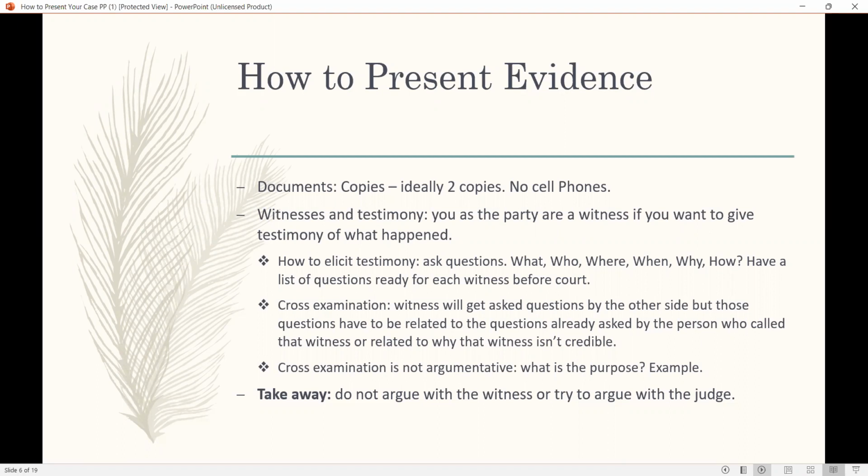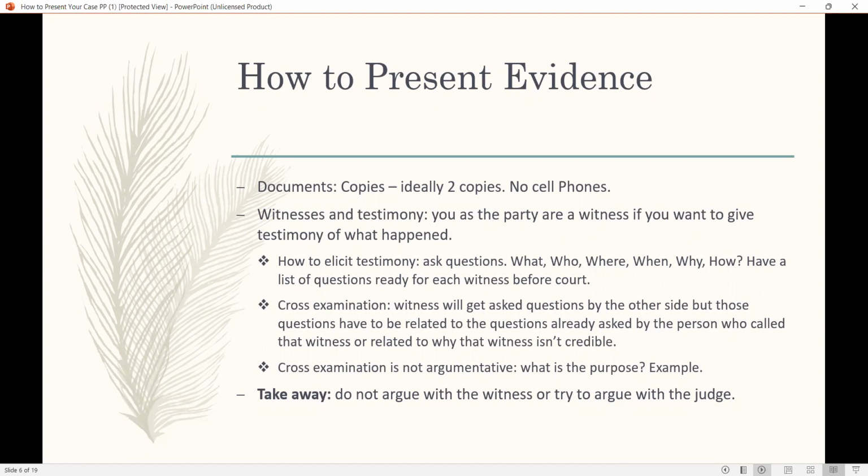Keep that in mind. So when it comes to documents, you always want to have copies. Ideally, you want to have two copies and no cell phones. So any evidence that you have on a cell phone, you want to have printed out. The court will not allow you to present evidence in the form of a cell phone. And that includes videos, text messages, photographs. There is a way to get video evidence in front of the court, which we'll go over shortly.